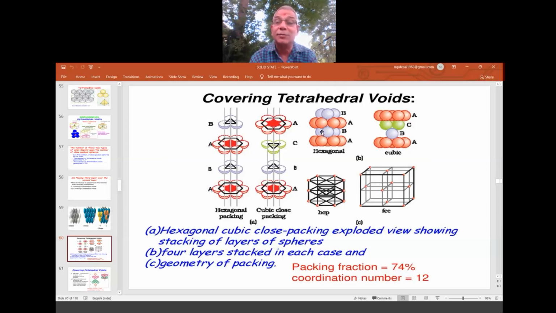See here, this is AB type. This packing is called what? Hexagonal close packing, HCP. Otherwise, if you arrange in this way, A layer, B layer, C layer, in the opposite direction, covering the tetrahedral voids, again fixing A layer, and then again B. So ABC, ABC, ABC type, AB, AB, AB type. If you go for AB, AB type, the structure is called what?